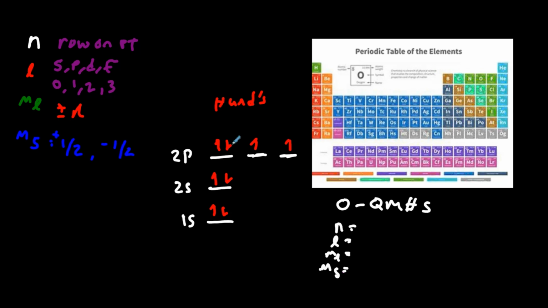Now we can determine the quantum numbers for oxygen. For oxygen, this is going to be in the second row. It's going to be in the P block, which means it's going to be L equals 1. The ML value is going to be plus or minus 1. It's just plus or minus the L value. And then we see here that this right here is going to be a down, so we're going to have a negative 1/2 spin. So these are the quantum numbers for oxygen.